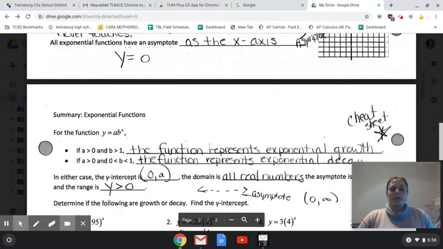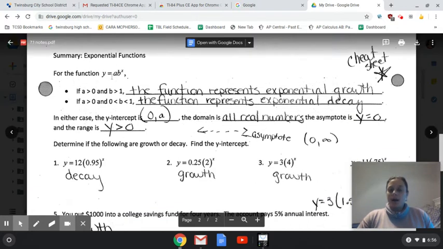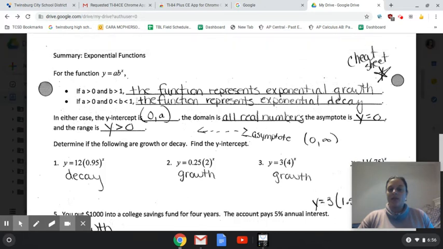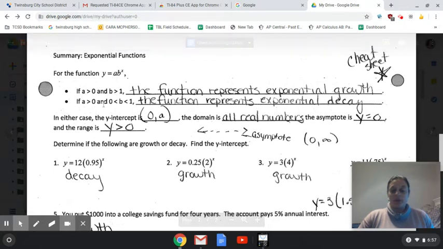So to summarize what I just went through, here's your basic exponential growth model, a b to the x power. A is going to help you find your y-intercept. It's going to be where it crosses the y-axis. B is going to be your growth or decay factor. That's how you're going to tell if it's going up or down. This tells you how you can tell. Obviously, you can always use your calculator if you're not sure.